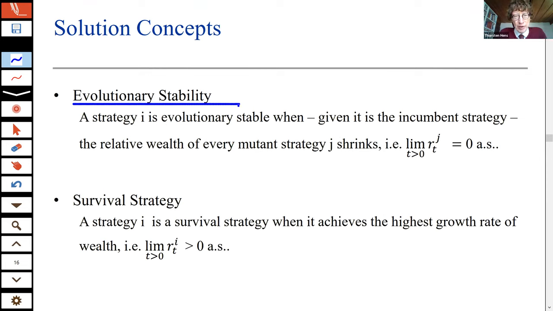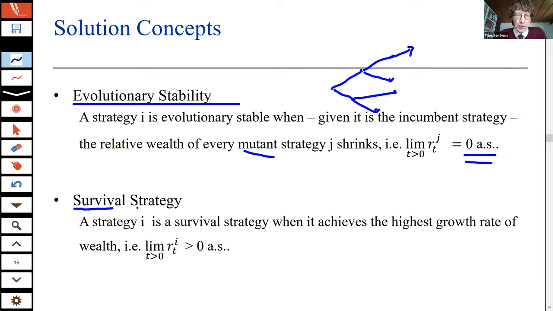Strategy I is evolutionary stable when, given it is the incumbent strategy, so given this strategy is the only strategy in the market, the relative values of every mutant strategy shrink. So this shrinks on all paths, so the convergence is P almost surely. It does not shrink in expectation, but whenever you go on the tree, whatever path you choose, it will shrink. So it's P almost surely. It shrinks on every path, the relative values of the incumbent strategy. So it's very strong, much stronger than shrinking in expectation.